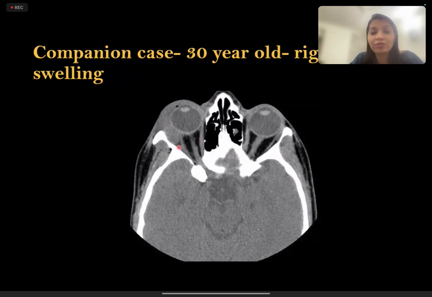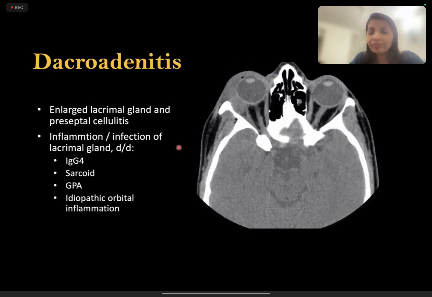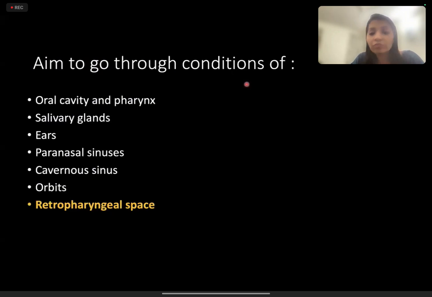So this is a case of dacroadenitis. See, with all this enhancement and preseptal soft tissue thickening, it has to be a superimposed infection. So this is the enlarged lacrimal gland with preseptal cellulitis. Most commonly, this occurs as a result of infection or inflammation. Other differentials will be IgG4, sarcoidosis, granulomatosis with polyangiitis, which used to be called Wegener's, or there can be idiopathic orbital inflammation. But often there are cues as well in the history.